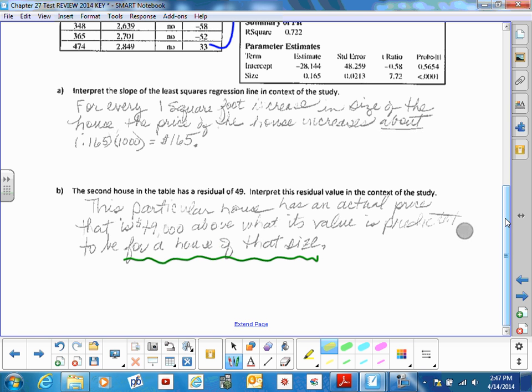Okay, part B is another straightforward question. This one was not really a big deal, not an extension. It's just an interpretation of the residual in context. That this particular house, with this particular square footage, has an actual price that's $49,000 above what its value was predicted to be for the house of that size. So the components needed were the actual compared to the predicted for a house of that size. Those are the 3 things that you would need to have for full credit.